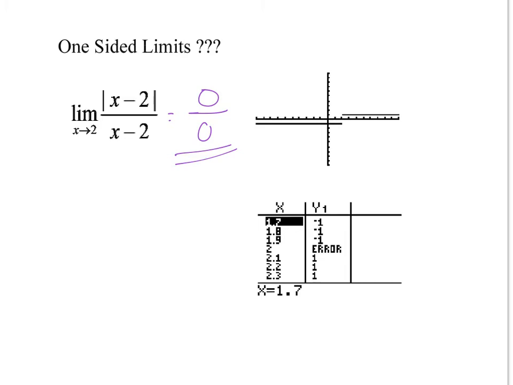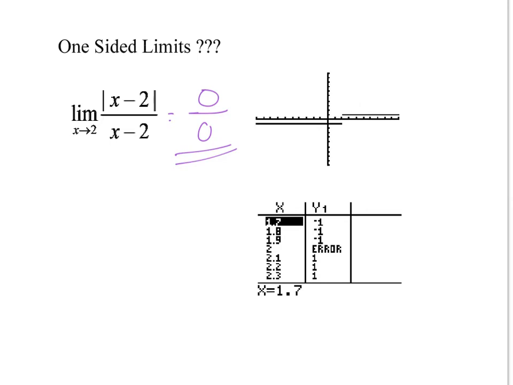We can see in the graph now, as x gets closer and closer to 2 from the negative side, our value is negative 1. As x gets closer and closer to 2 from the positive side, the value of our function is 1.